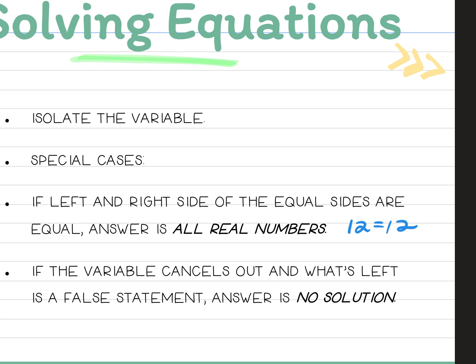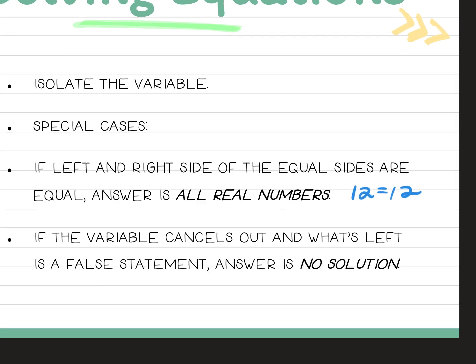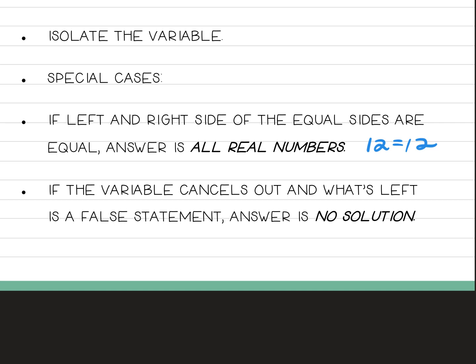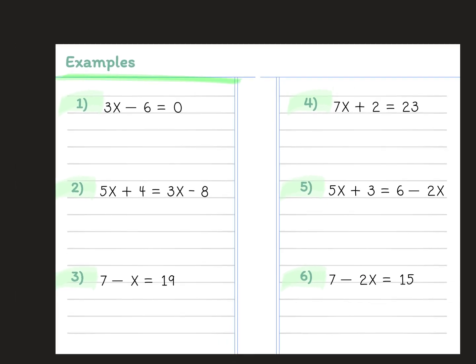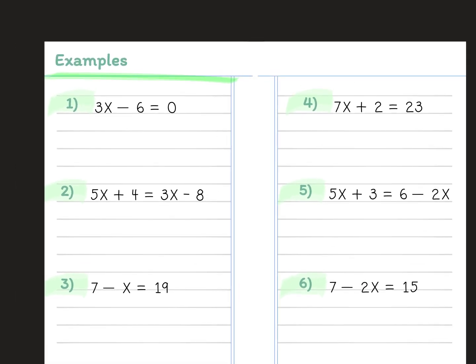All right, that might be a case in web assignments, so make sure you guys pay attention to that. And then if the variable cancels out and what's left is a false statement, your answer is no solution, meaning your variables cancel out and you come out with something like -1 equals 7. Does -1 ever equal 7? No, that's why it would be no solution. All right, so those are the two cases where you would have either all real numbers or no solution. So let's just get into solving.